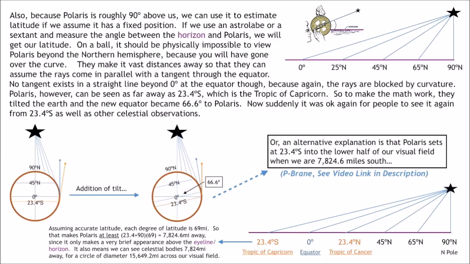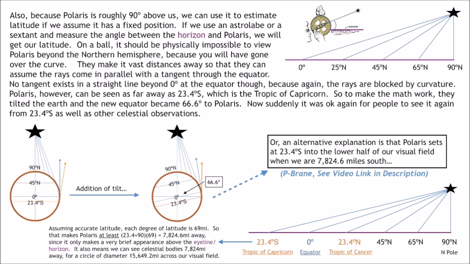Now suddenly it was okay again for people to see it from 23.4 degrees south, as well as other celestial observations. So again, just in the top right, you can see at 90 degrees north, Polaris is directly above you, and as you move outward toward the equator, the angle changes such that where you view it becomes your latitude.